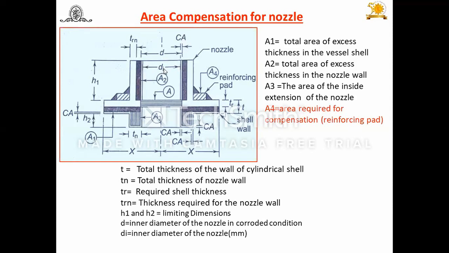Look at this inner diameter. When it's corroded, DI plus 2 times CA, you will get this D. The D is equal to DI plus 2CA. Try to understand here: the inner diameter of the nozzle is DI. This is about the different nomenclature.